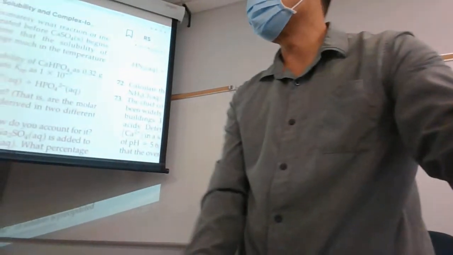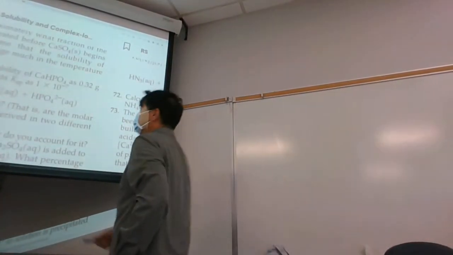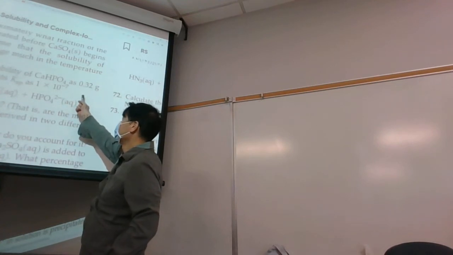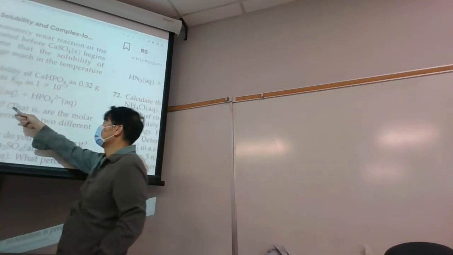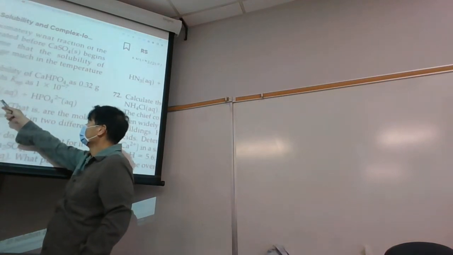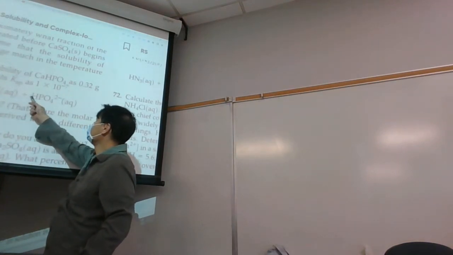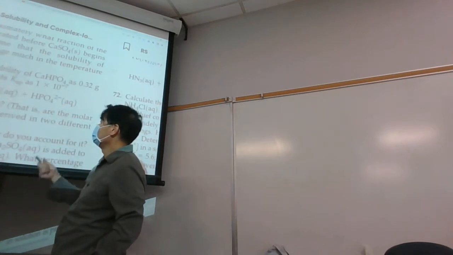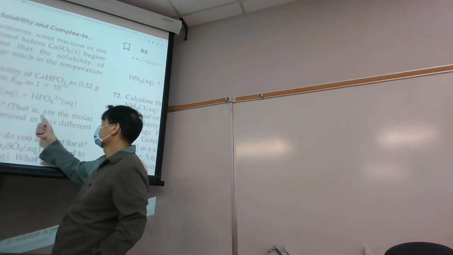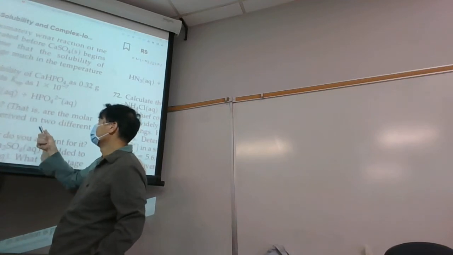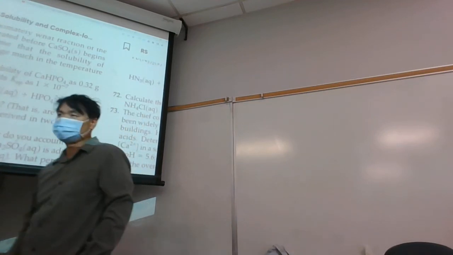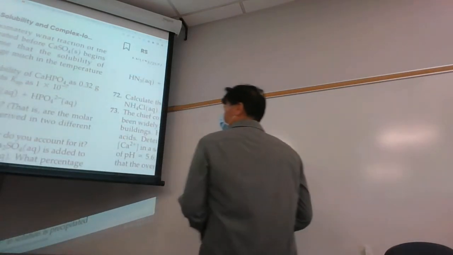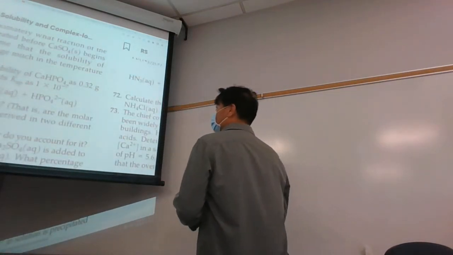We'll take a look at number 68 here. The handbook lists the solubility of calcium monohydrogen phosphate as 0.32 grams of calcium monohydrogen phosphate dihydrate per liter, and lists KSP as 1 times 10 to the negative 7. Are these data consistent? That is, are the molar solubilities the same when derived in 2 different ways? They're supposed to be the same. And so let's take a look at the molar solubility here.